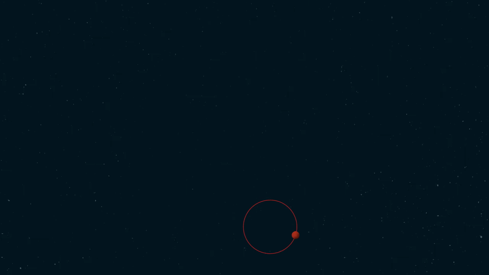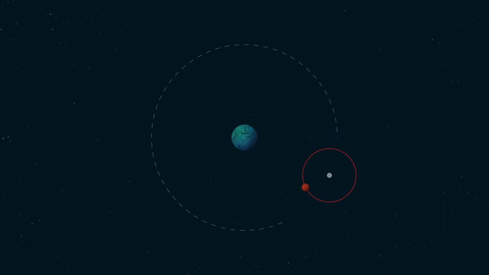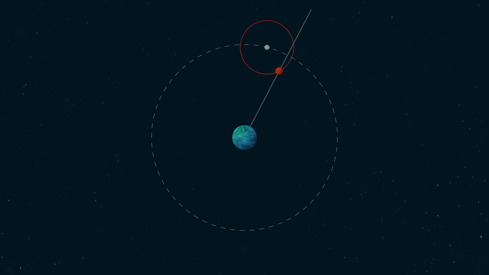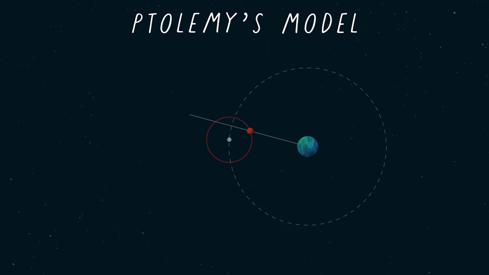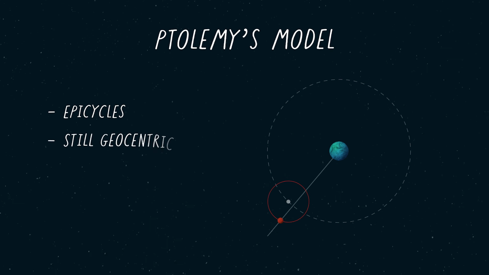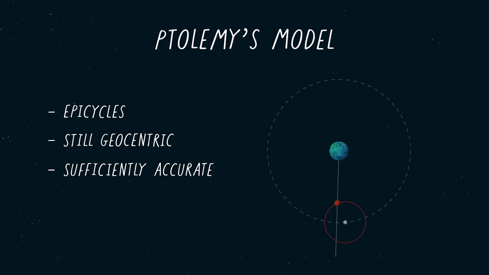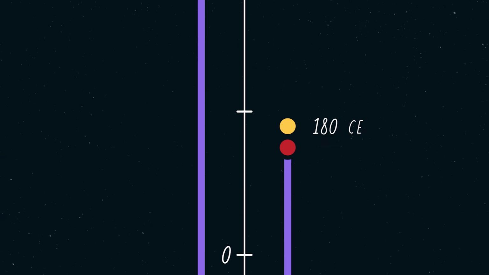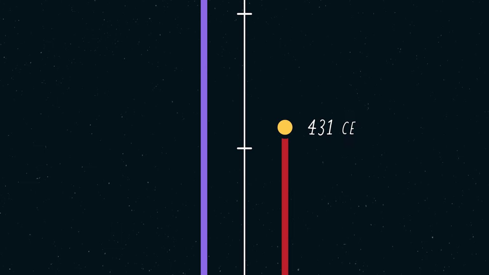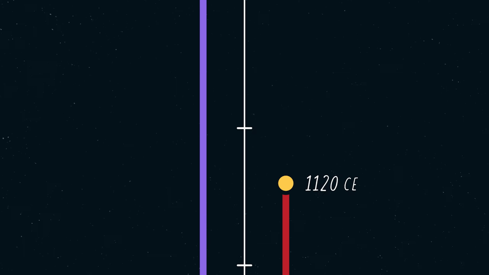Mars orbited a point in space that in turn orbited the Earth in uniform circular motion, resulting in a path tracing Mars's retrograde motion. While not very elegant, Ptolemy's model kept Earth at the center of the universe and could predict the positions of the planets with sufficient accuracy. Similar to Aristotle's theories, Ptolemy's geocentric model dominated the understanding of planetary motion for more than a millennium.